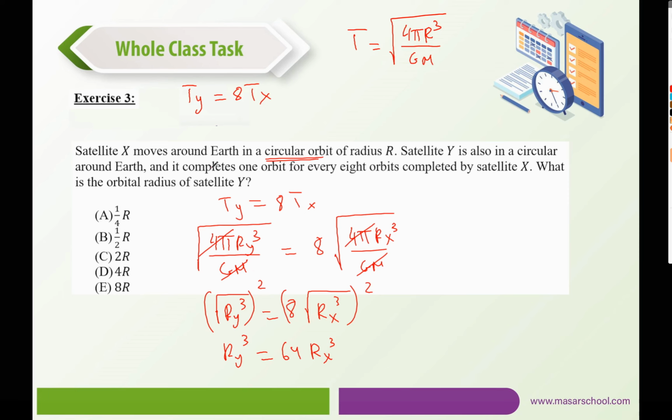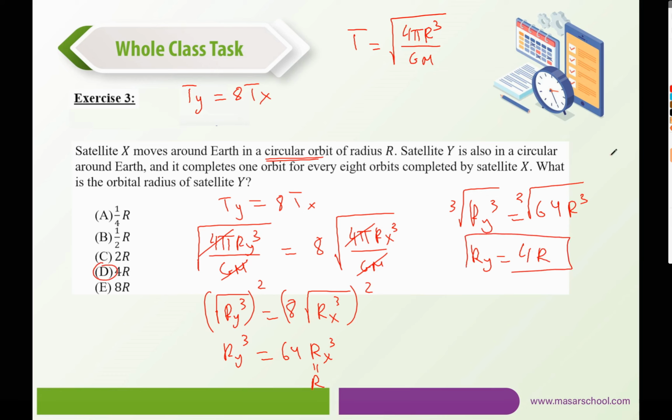But notice that the radius of X is given by r and not rx, so this is equal to r, which means ry cubed is equal to 64 r cubed. Now taking the cubic root on both sides, that would be ry. The cubic root of 64 would be 4, so ry equals 4r, and the correct answer in this case is D.